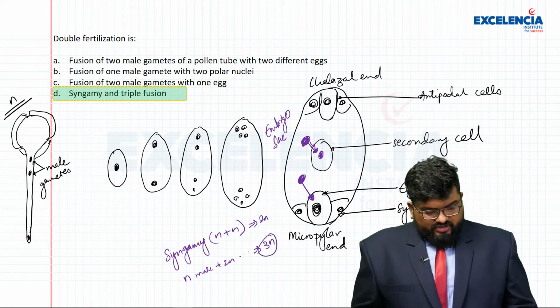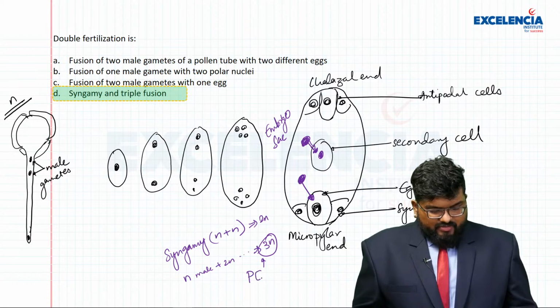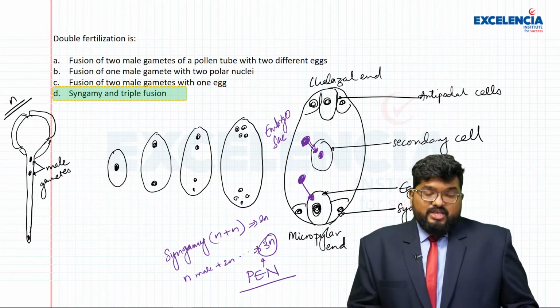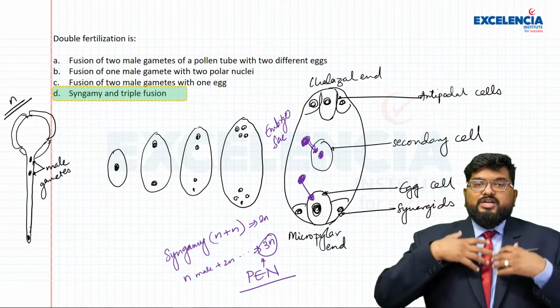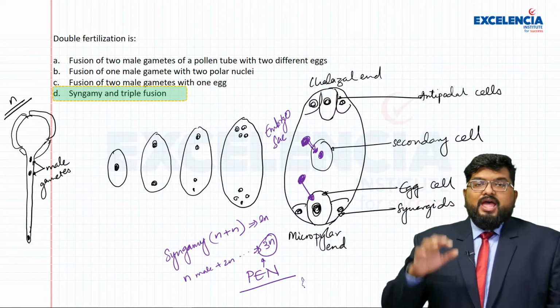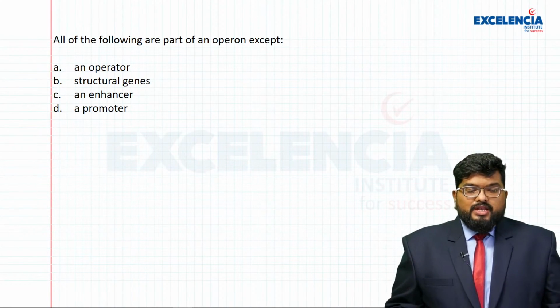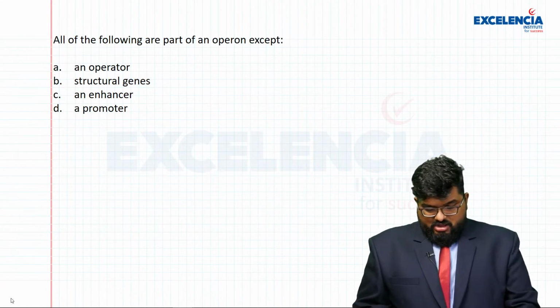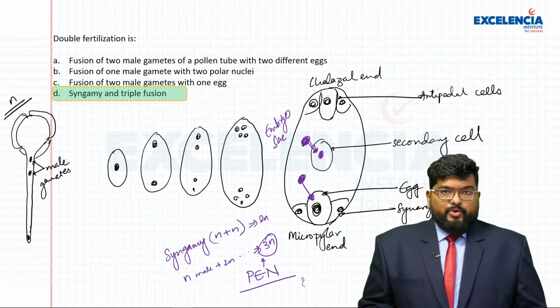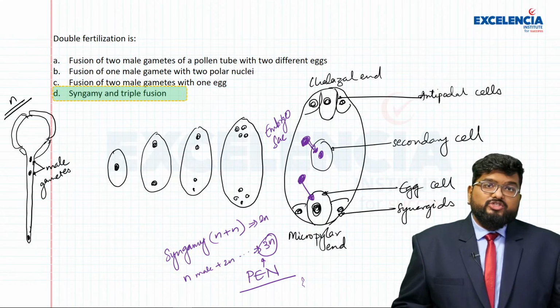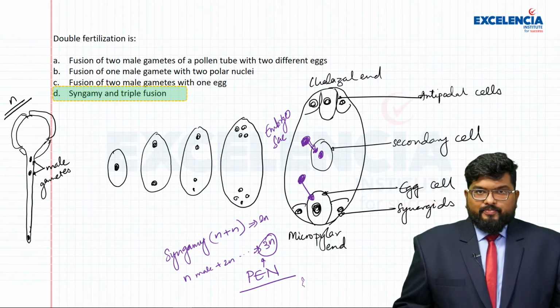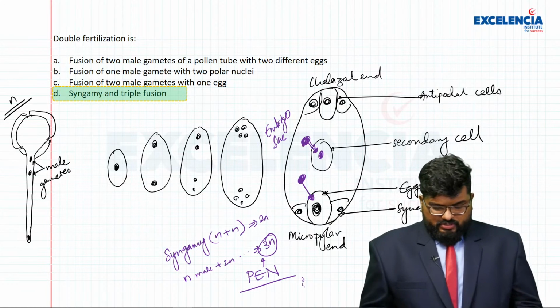And triple fusion gives rise to the primary endosperm nucleus, which will develop into endosperm, and that endosperm will nourish the developing embryo. Okay, that endosperm will nourish what? The developing embryo. Got it? This is how it works.